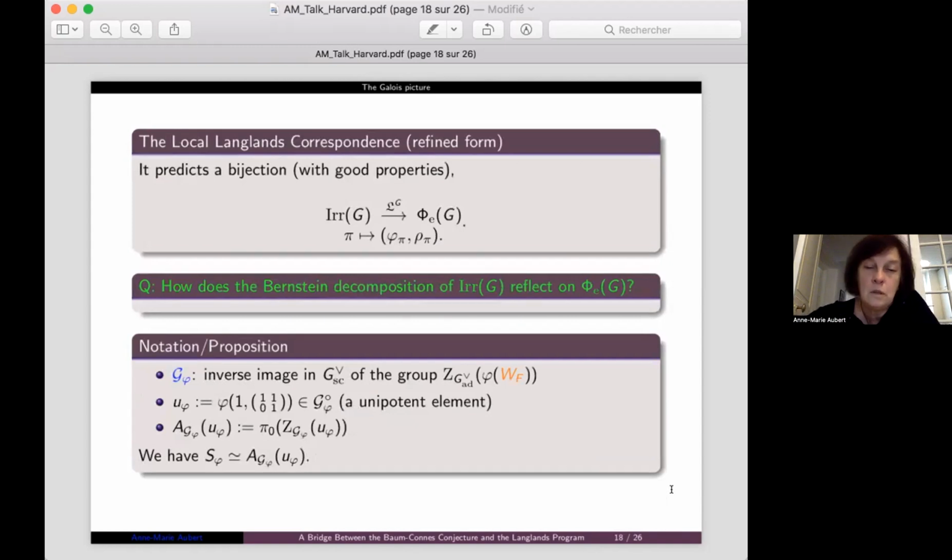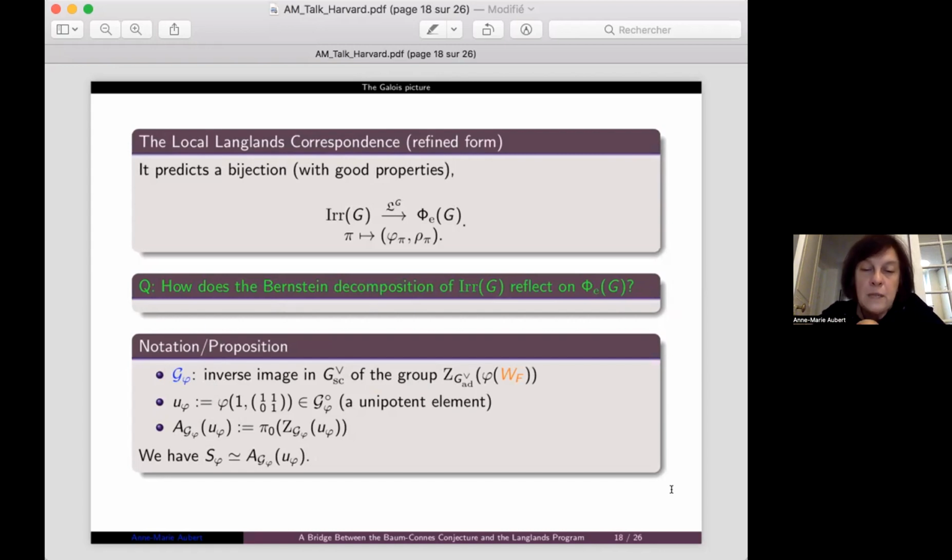So now you remind that on the left hand side we have a Bernstein decomposition. If you think of the Bernstein decomposition, which is a decomposition of the category of smooth representations of G, what is given for the irreducible representations is a partition of the smooth dual in terms of series. Each series is attached to a certain S.